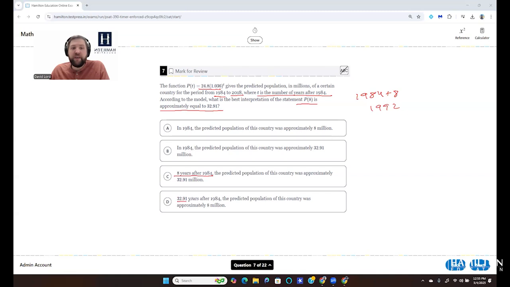Well, this is 32.91 years after, so that's if you flip the y value with the x value. And this one says that in 1984, the predicted population was 32.91. That's not true. That would actually be the starting value of 24.8. So we can cross that one off too. And in 1984, the predicted population was approximately 8 million. Again, not true. It should be 24.8. So C is the best answer here because 8 years later, or 1992, we would get 32.91.